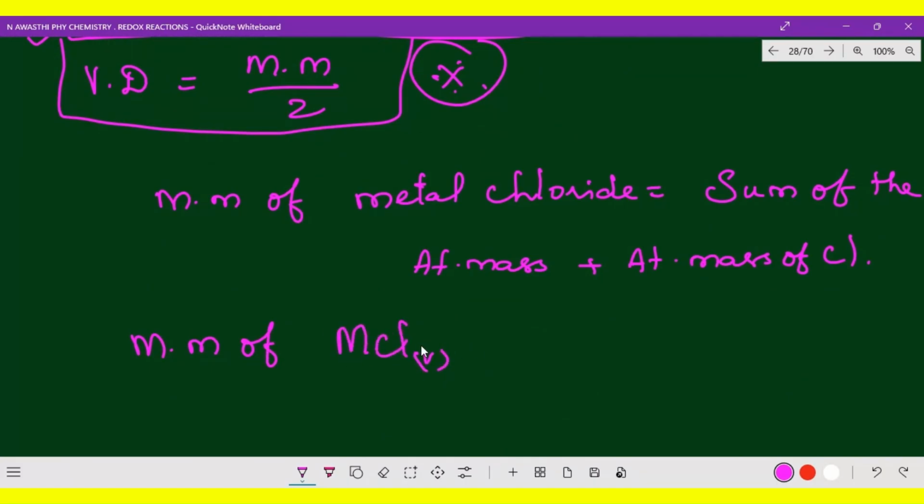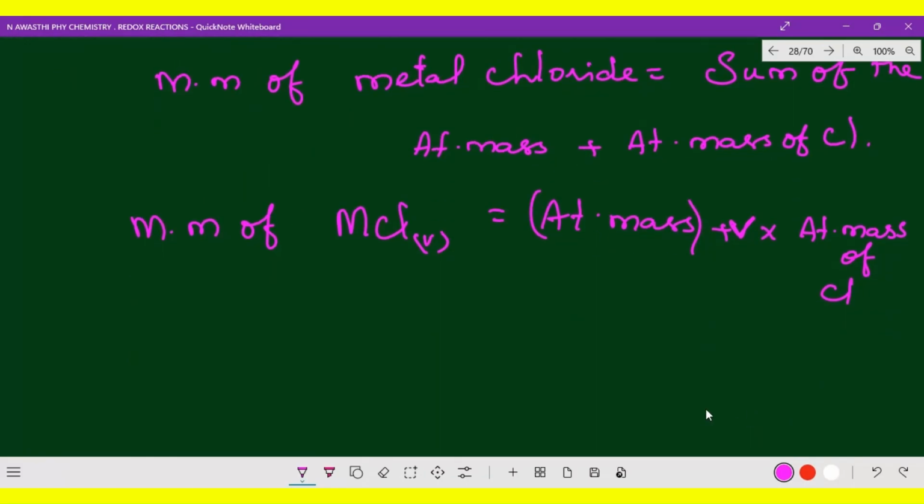We did not know whether it is MCl2 or MCl4, or MCl3, so I just mentioned valency. V is valency. Molecular mass equal to atomic mass plus valency into atomic mass of chlorine. So this atomic mass is for the metal, and the valency, atomic mass plus valency into atomic mass of chlorine. So the metal is divalent and like that, it is there. In that way.